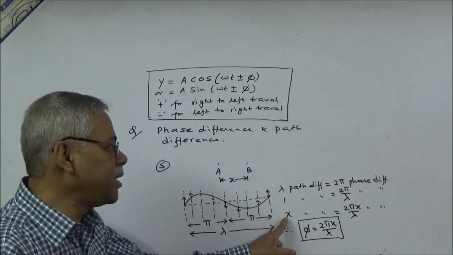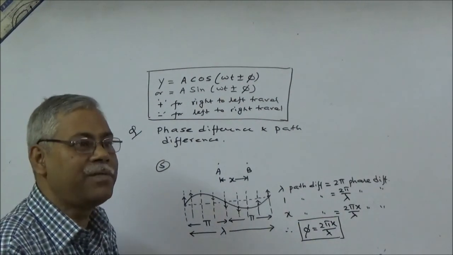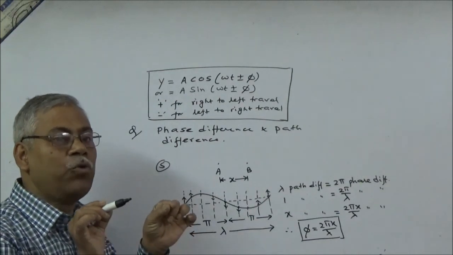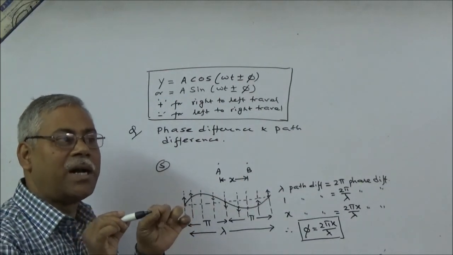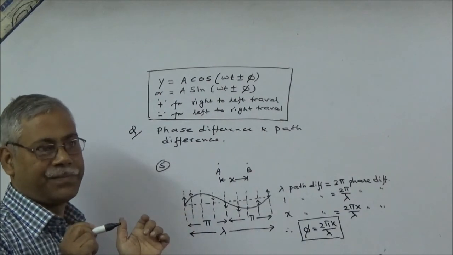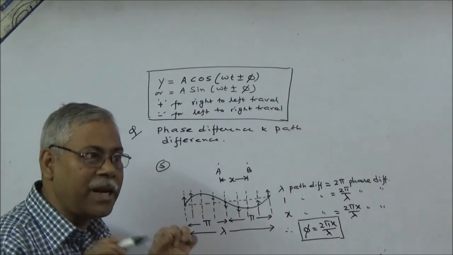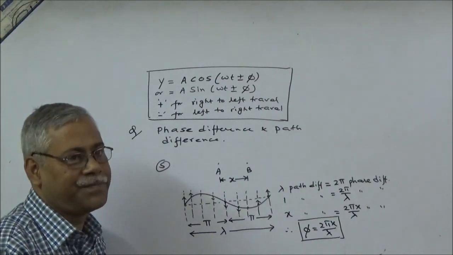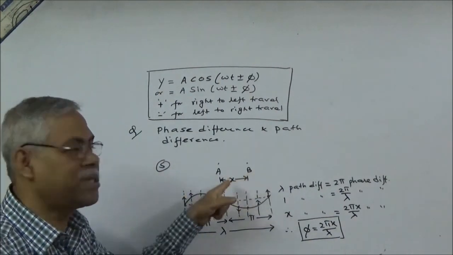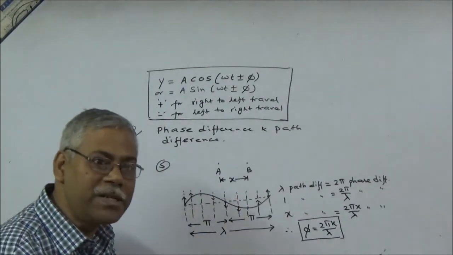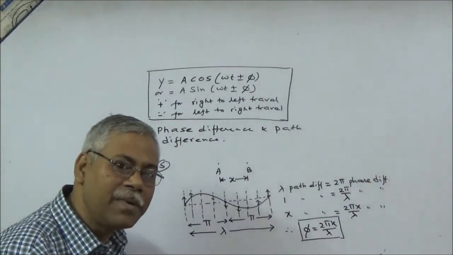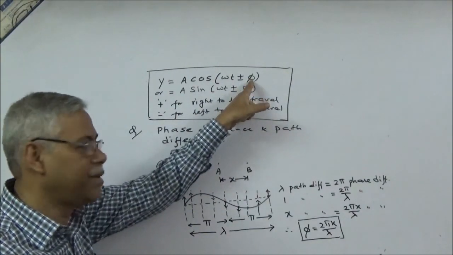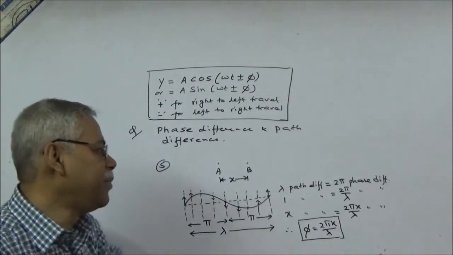Path difference x means phase difference 2 pi x by lambda. That means if two particles are at separation x, then their phase difference is 2 pi x by lambda. So in place of phi we can put 2 pi x by lambda. Have you understood this? This is very important.